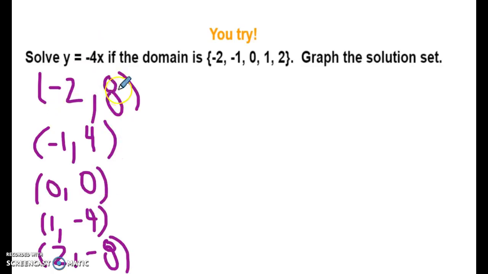These are the outputs, the range, the y value you should have gotten, and this should be graphed on your paper. Okay, that graph should be complete. If it's not, pause it and graph it now. Okay, when you're done, we're going to move on to the next example.